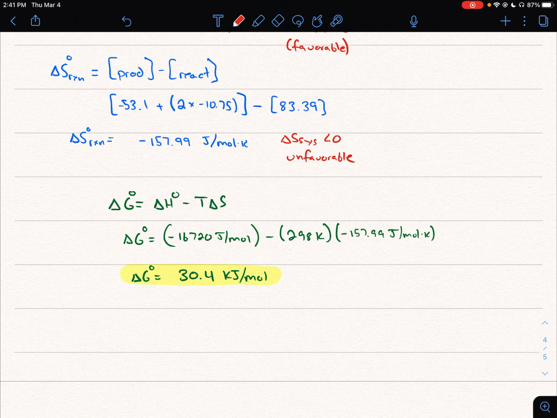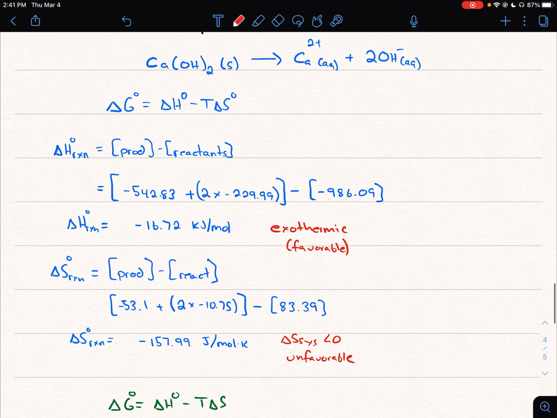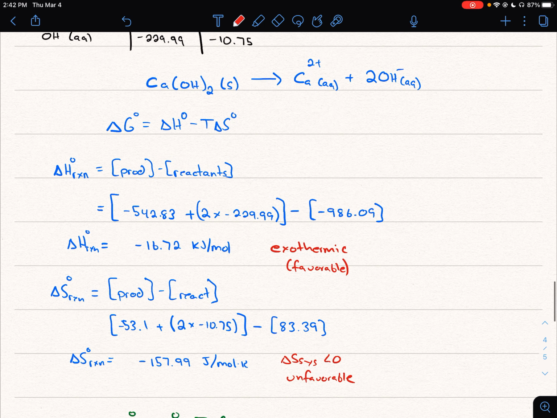And from this, we can see since delta G is greater than 0, this is a non-spontaneous reaction. So this reaction will not occur at room temperature under these conditions. If we come back here and we ask ourselves, what's going on? Why does this reaction not take place? Why is this an unfavorable non-spontaneous reaction?